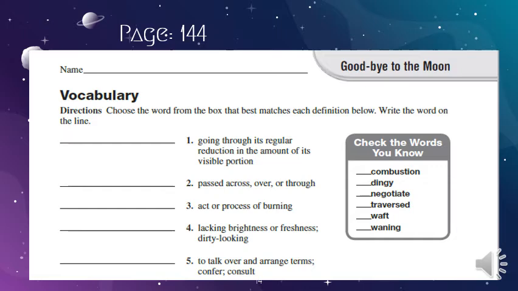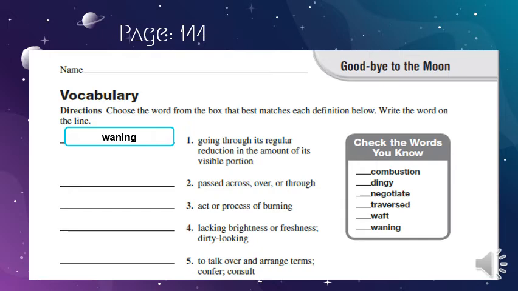Okay, so let's look at page 144. Look at the meanings. Going through its regular reduction in the amount of its visible portion. Reduction means going less or decreasing in size, and visible portion means the part that we can see. So we are talking about the waning of the moon.